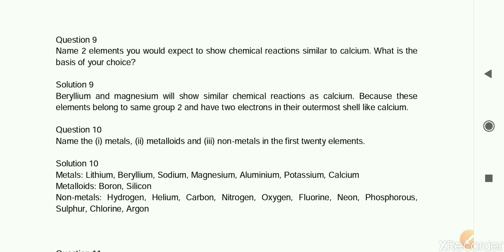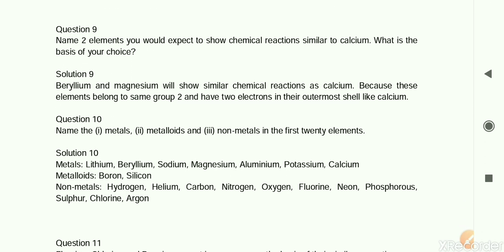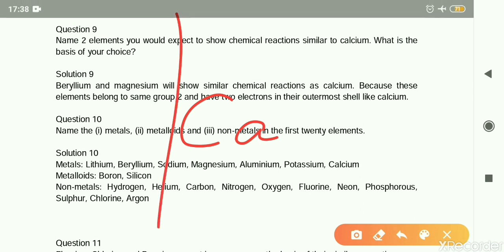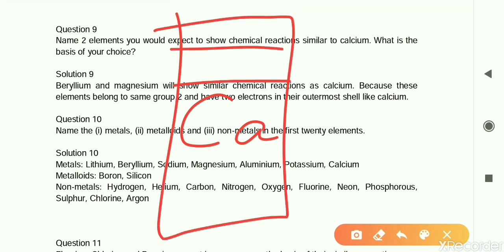Question number 9. Name 2 elements which you would expect to show chemical reactions similar to calcium. Now calcium is having a valency of 2. Its atomic number is 20 and it belongs to the second group. Because its valency is 2, therefore the 2 other elements which will show similar reactions, they will also be having valency 2, or they will also belong to the same group. Calcium group elements, any other 2 elements we can note down.